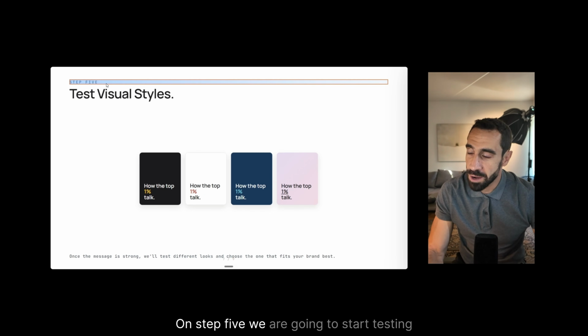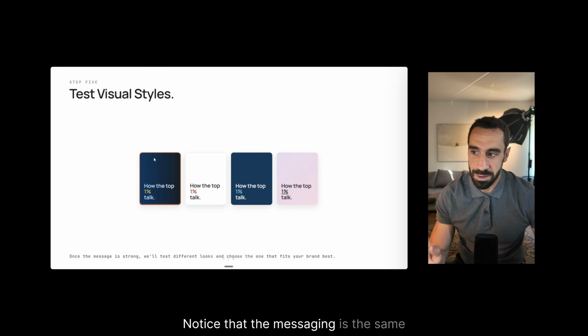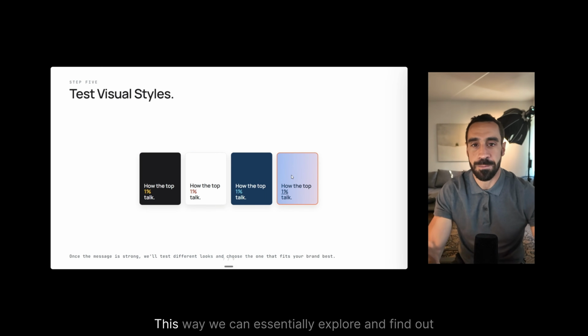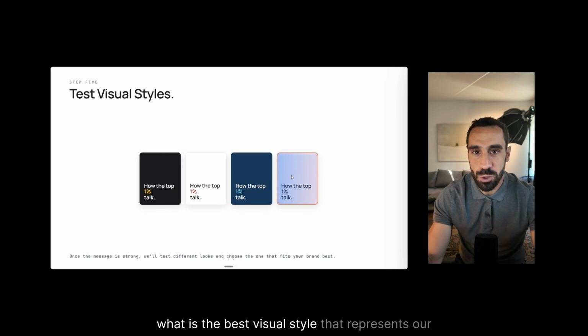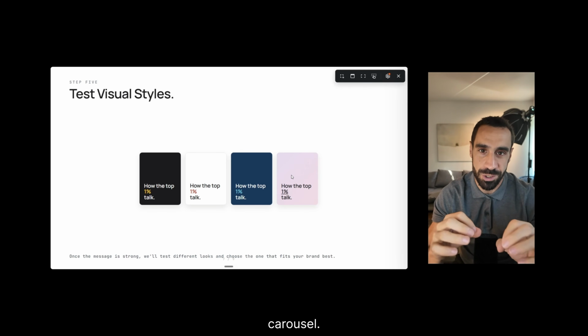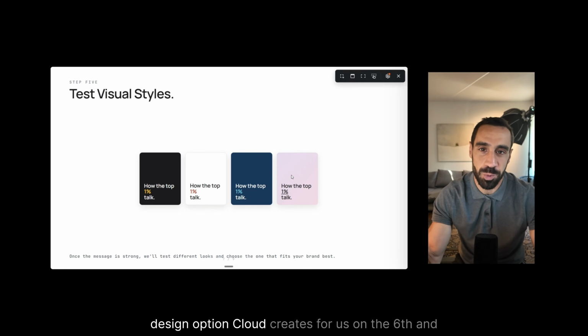On step 5, we are going to start testing different visual styles. Notice that the messaging is the same with different visual styling options. This way we can essentially explore and find out what is the best visual style that represents our brand the best, that is the most suitable for this carousel, without locking ourselves into the first design option Claude creates for us.